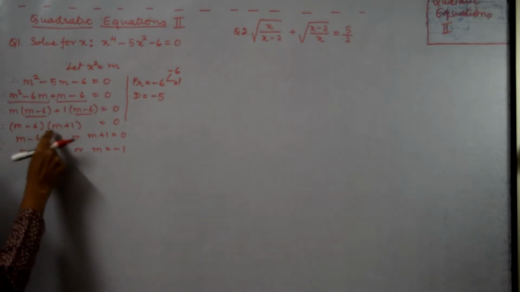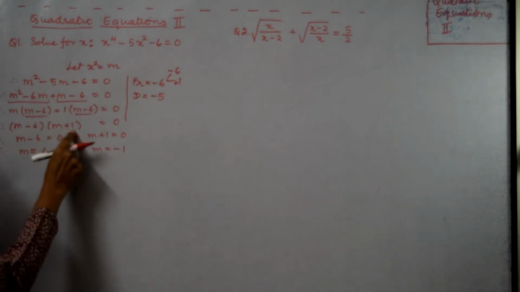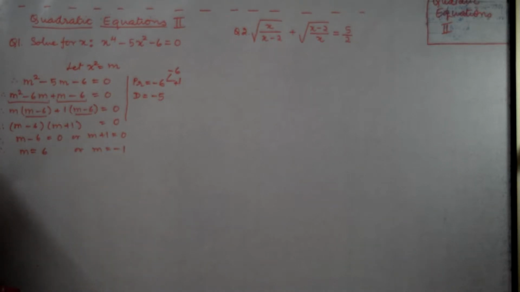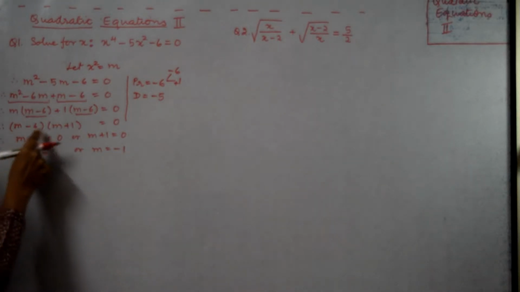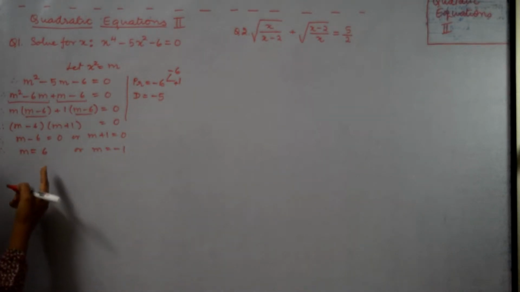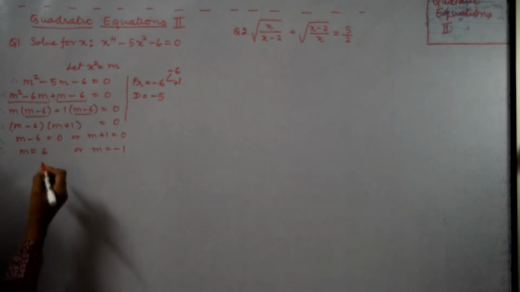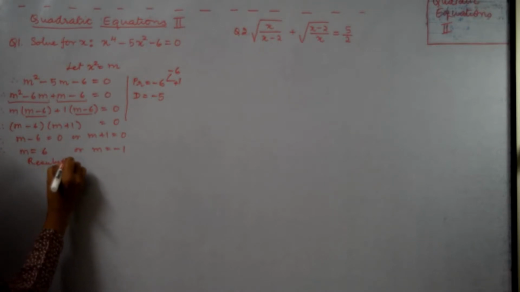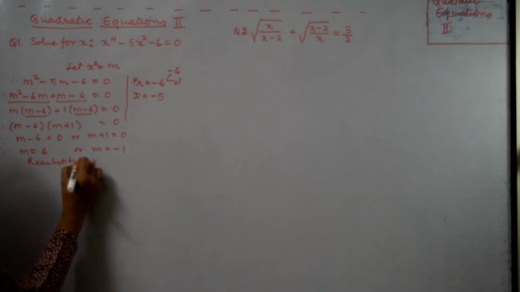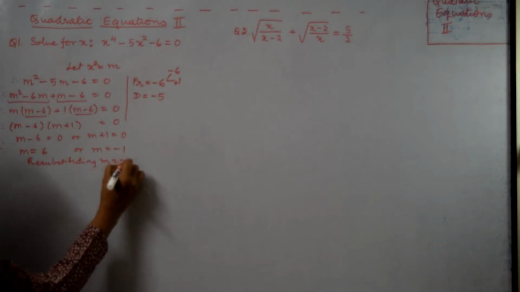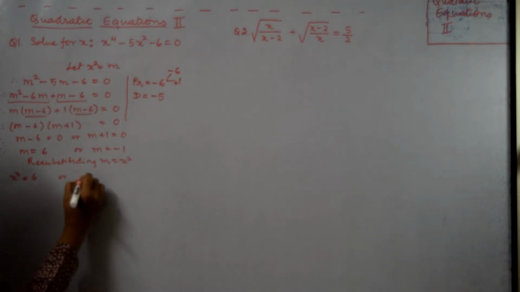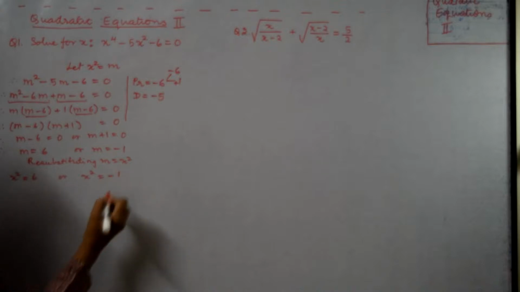Here we have used the zero product rule. If two brackets multiplied together give you 0, then either of the brackets will be equal to 0. So either m minus 6 is 0 or m plus 1 is equal to 0. Now that you got m equal to 6 and m equal to minus 1, we will resubstitute. So we will say resubstituting m equal to x squared. So you will have x squared equal to 6 or x squared equal to minus 1.